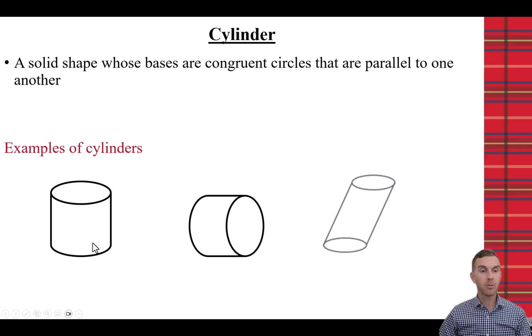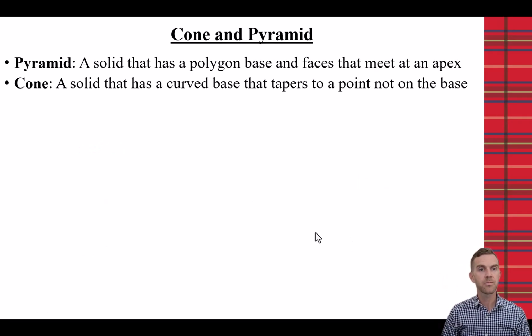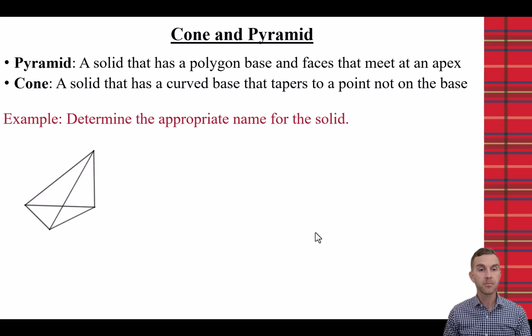The right ones are what we commonly think of like soup cans, and oblique is where we can actually turn it diagonally, but we still have the 2 circles parallel to one another. Now, cones and pyramids are comparable solids, except that a pyramid will be a polyhedron because it's made up of a polygon base that then the faces meet at an apex, whereas a cone has a base that is curved, often a circle or an oval, and then it goes to this apex point.